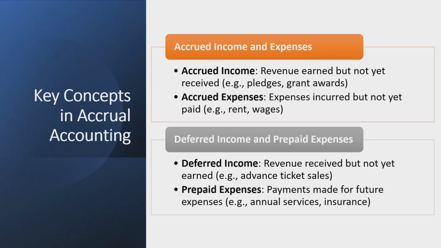Key concepts in accrual accounting include accrued income, which is revenue earned but not yet received, such as pledges or grant awards.